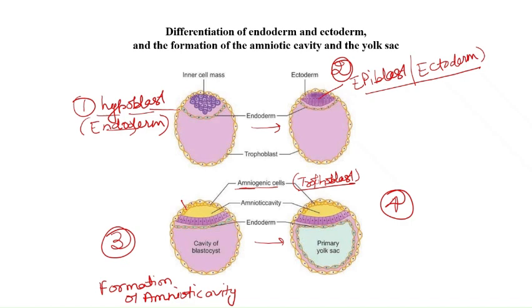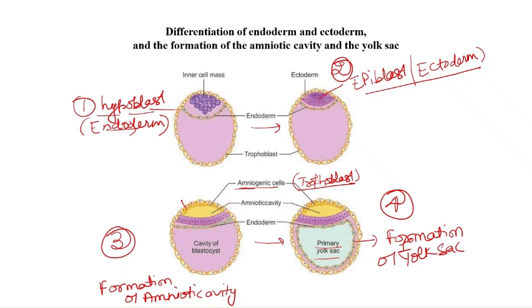In the next stage, that is the fourth stage, you can see the cells of the hypoblast line themselves in the form of a cavity and form a membrane initially, that is also known as Heuser's membrane, and the name of the cavity is primary yolk sac. So the fourth stage is the formation of the yolk sac, the primary yolk sac.